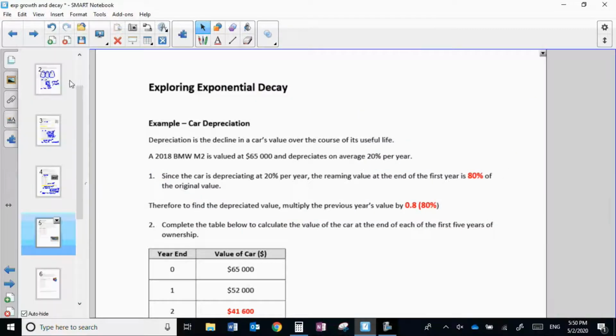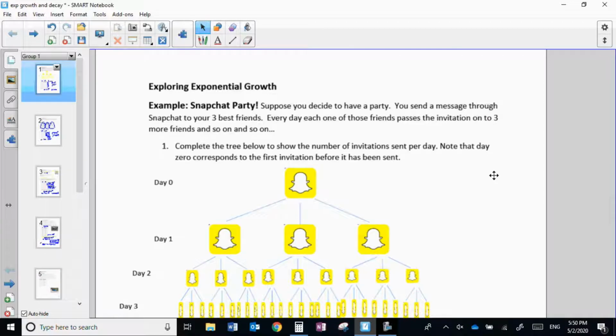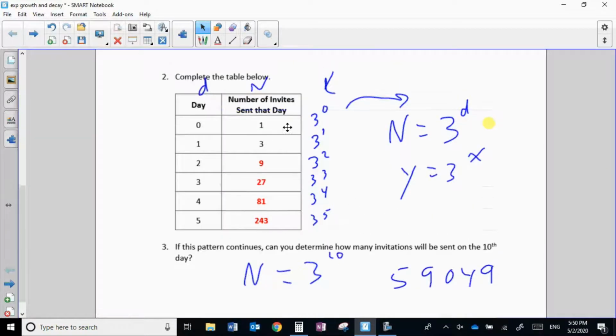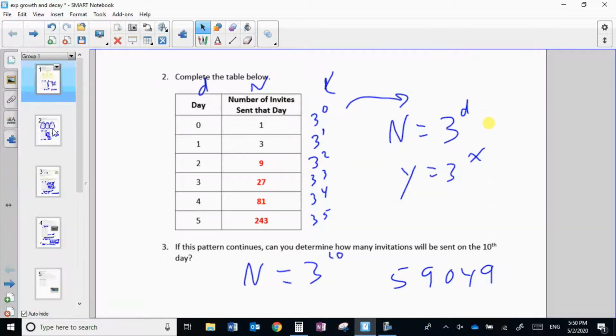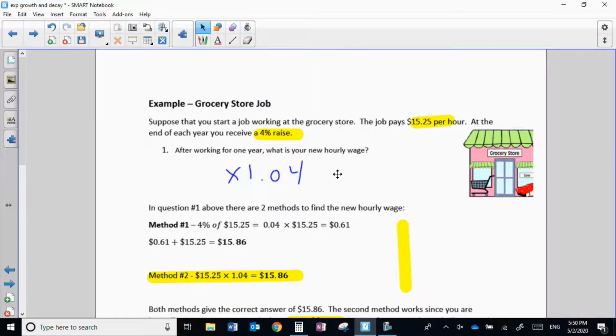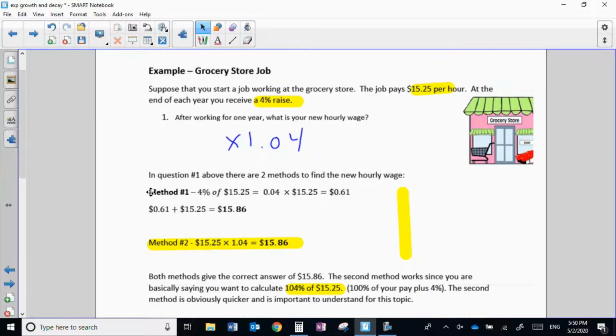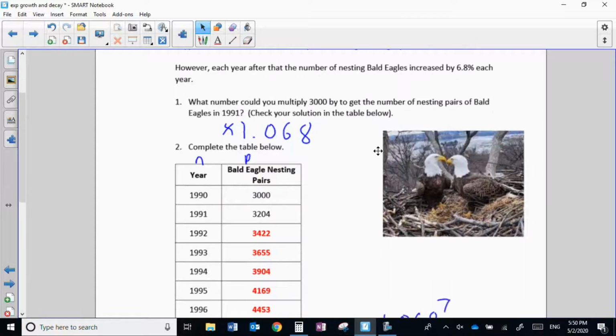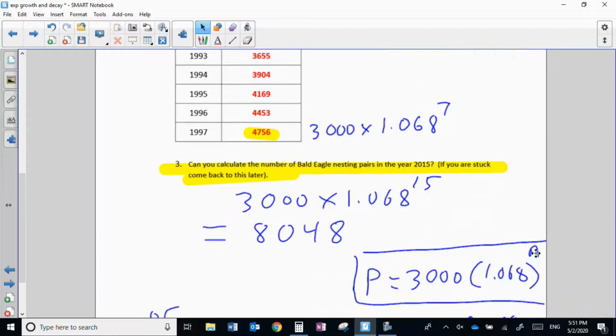So those previous examples all looked at exponential growth. You can see some of the characteristics of exponential growth. You're always multiplying by something. In the first example, you're multiplying by 3 each time. In the second example, you were multiplying by 2 each time. In the grocery store example, you're multiplying by 1.04 each time. And in the bald eagle population, you're multiplying by 1.068 each time. Also, each of the equations involved an exponent as well. And in fact, the independent variable, or the x variable, actually appeared as the exponent in the equation.